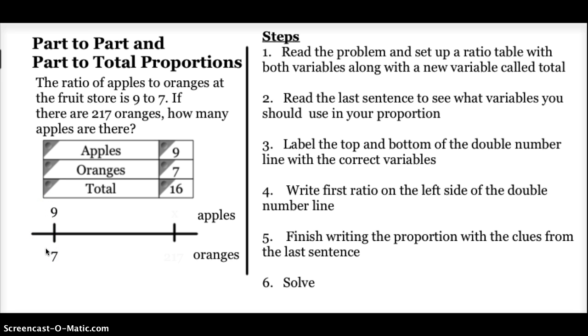The next thing I'm going to do is read the last sentence, and my last sentence says, if there are 217 oranges, how many apples are there? So I know from the clue from the last sentence that there's going to be 217 oranges. So I'm going to put the 217 down with the oranges, and I'm trying to find how many apples there are. So I'm going to put an X where the apples are. Now I've set up a part-to-part proportion, which I can easily solve.